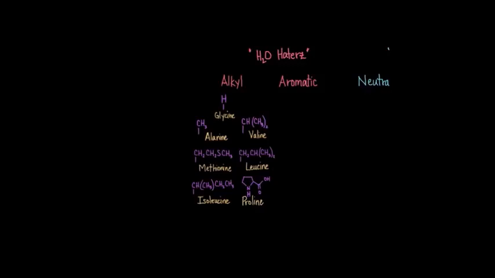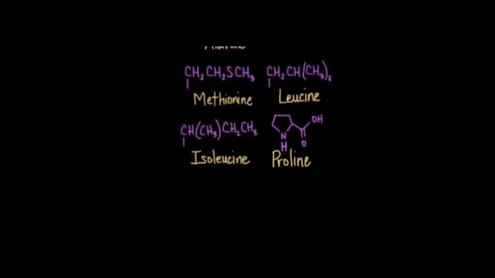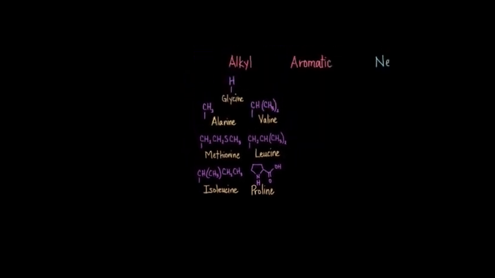And we have glycine, alanine, valine, methionine, leucine, isoleucine, and proline. And proline is the exception. I've drawn out the entire amino acid there because, as you can see, its side chain forms this interesting ringed structure with the amino group in the backbone of the molecule. So I just included it there for completeness.